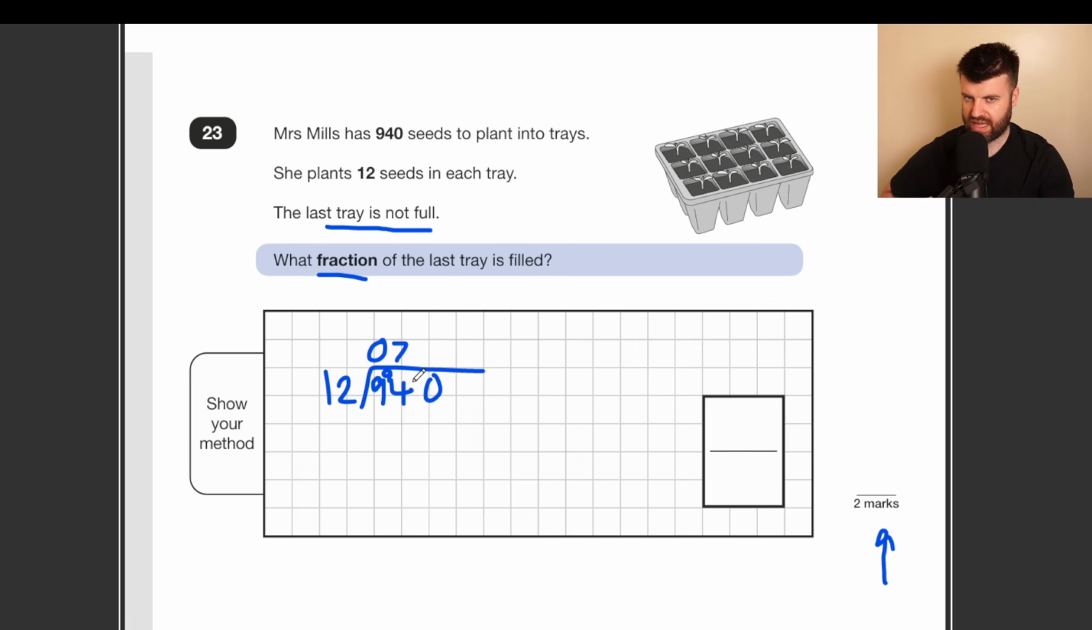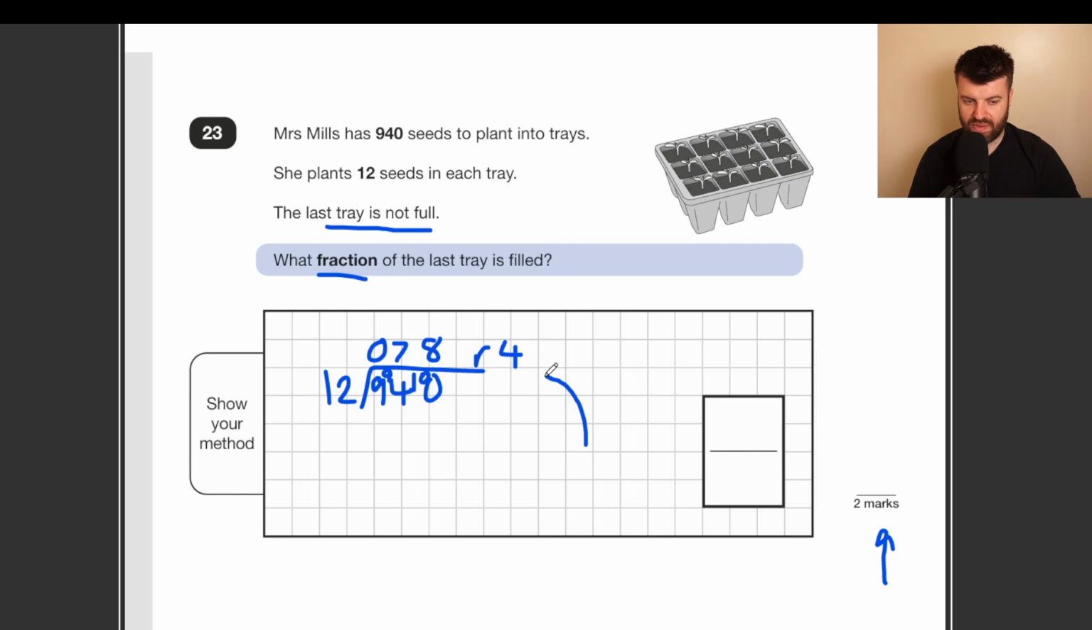How close are we to 94? Well, we're 10 away. So that 10 has to get exchanged over. How many 12s in 100? Again, we already know 7 12s are 84. 8 12s are 96, and that's as close as we can get. So 8 12s are 96. Remainder 4 to get up to 100. So 940 divided by 12 is 78, remainder 4.